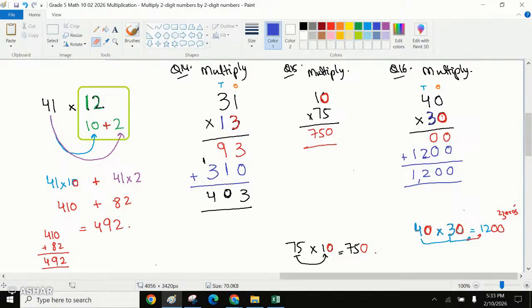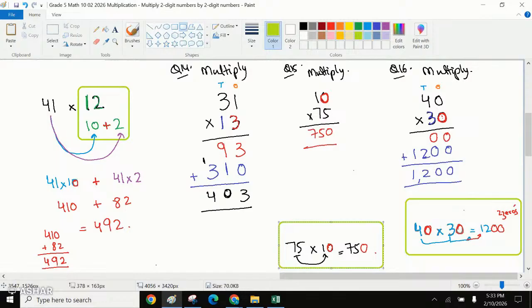So I would still say whenever we have a number ending with a 0, this is the easier way. But it does not make any difference if we have one number ending with a 0 or both the numbers are ending with a 0, right? Okay. Let's just do one or two more questions and then we will try to do the questions from the test. Okay.